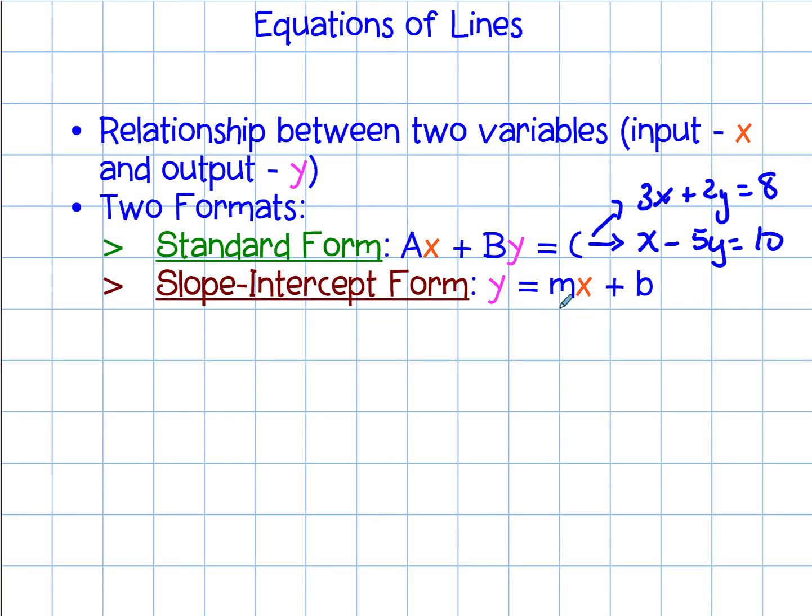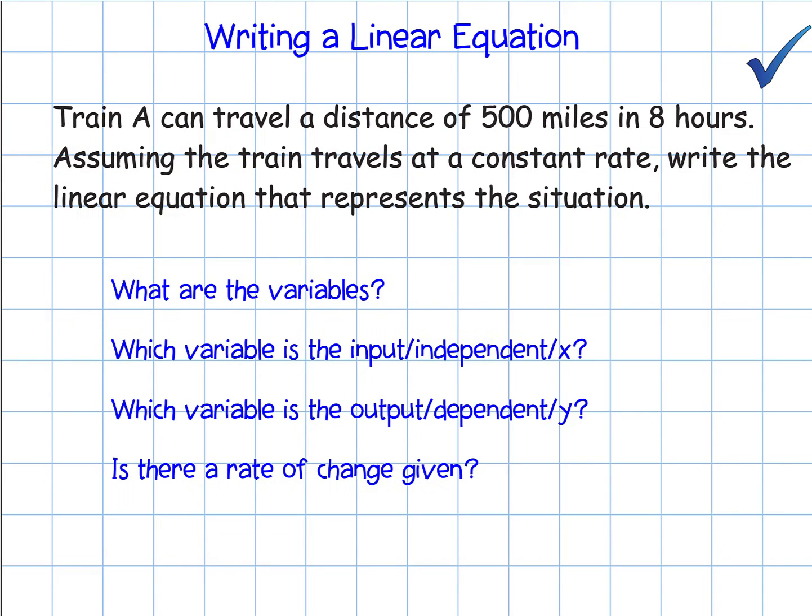In slope-intercept form, m represents the slope, and b represents the y-intercept. And we'll talk about that more specifically in a moment.